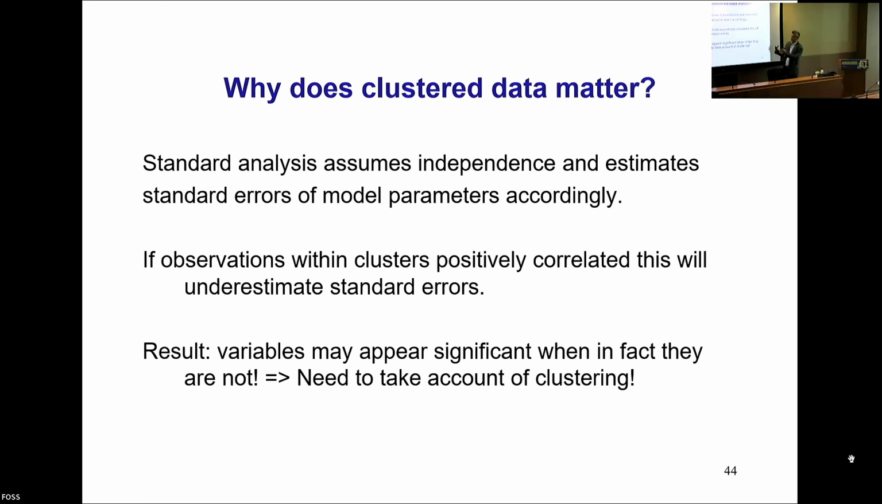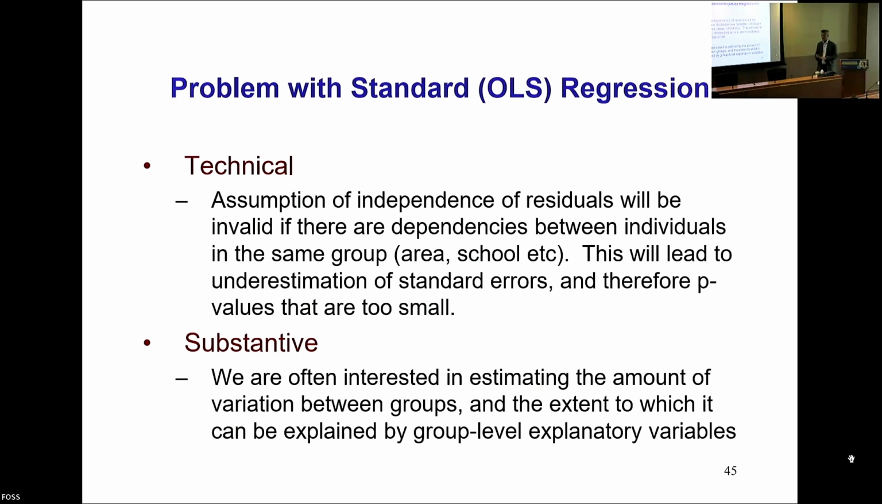Because we're ignoring the fact that the students within a class or within a school are more alike than students from other classes or other schools. So what might look like statistically significant results, because your t-test is significant, because your standard error is a lot smaller than it should be, is really problematic. So we need to take account of clustering.